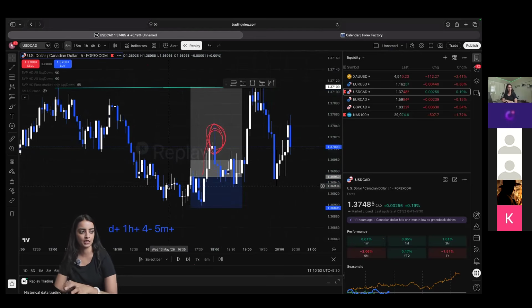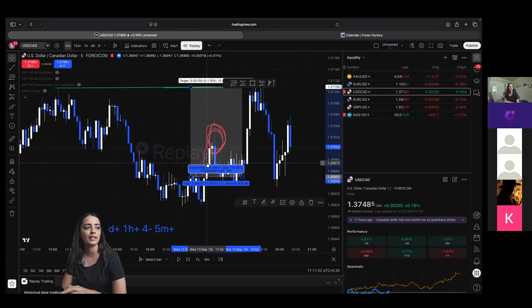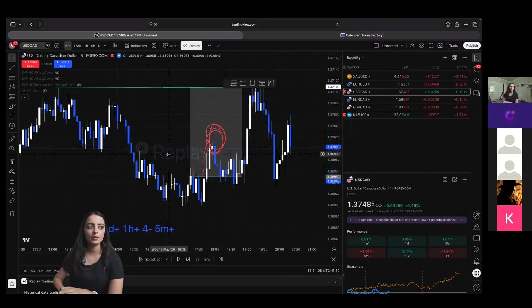I'll show you guys more examples. But here I got scared for no reason, only because I saw that price came so close to my stop loss. So I trailed it to break even right after this big move. And then what happened? Price came, hit my break even, and then went and gave my target. So don't be in a hurry to trail it to break even. Always have a reason for why you are trailing your stop loss to break even.